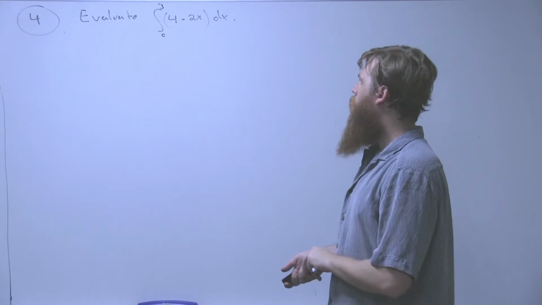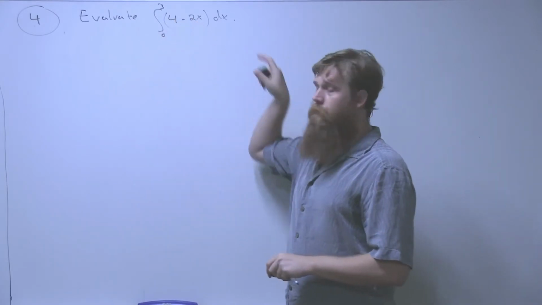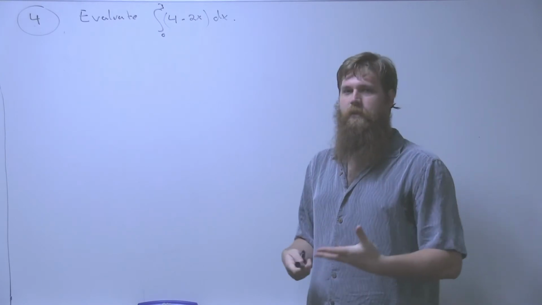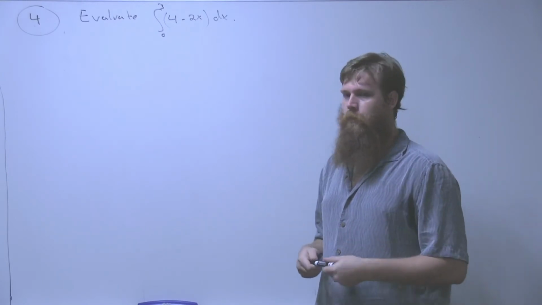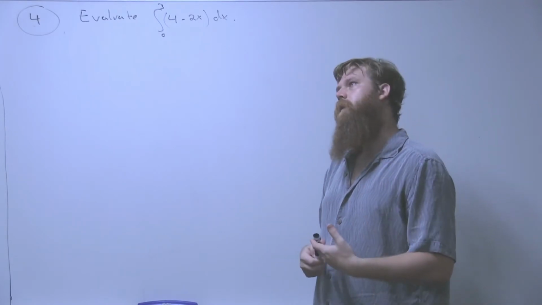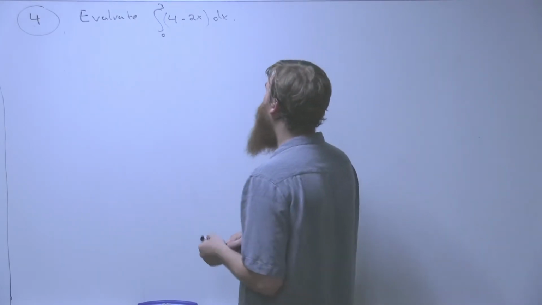In the fourth problem, we're asked to evaluate the integral from 0 to 3 of 4 minus 2x, and then to compare that to our answer from the previous problem. Remember, we hinted at the issue in finding areas with functions that are sometimes negative, and this is just to help us get a better grasp on what can go wrong.